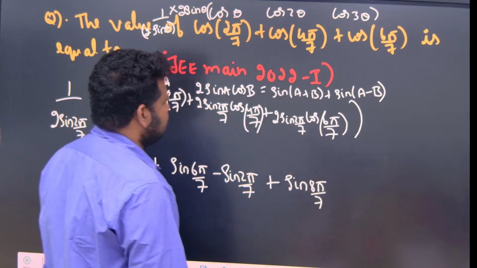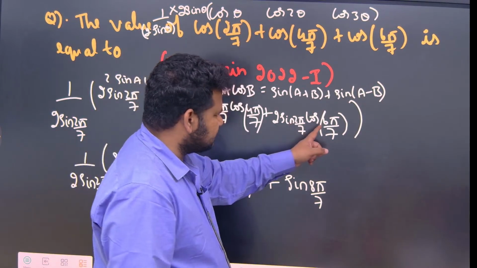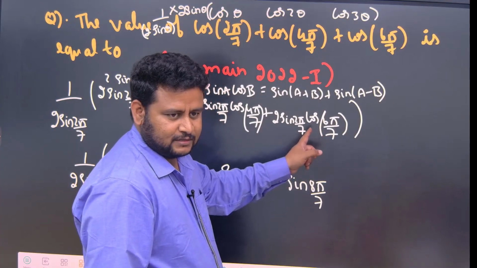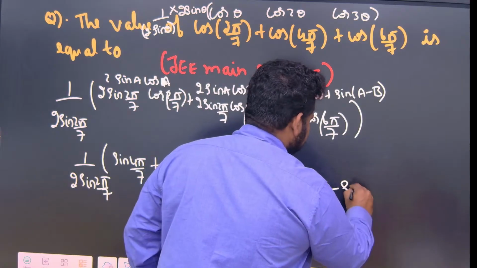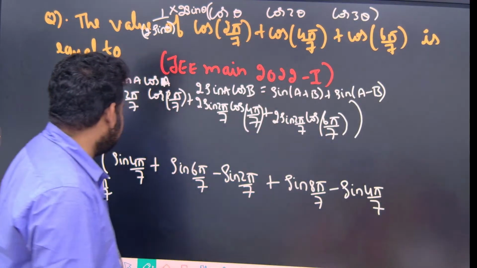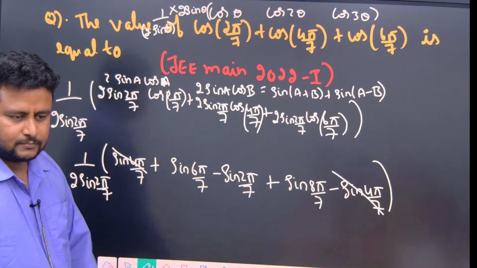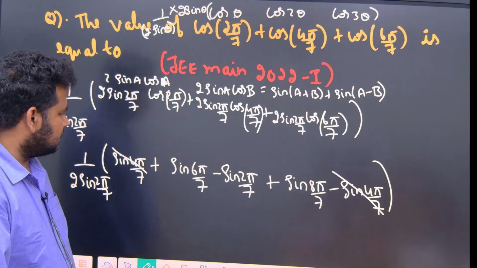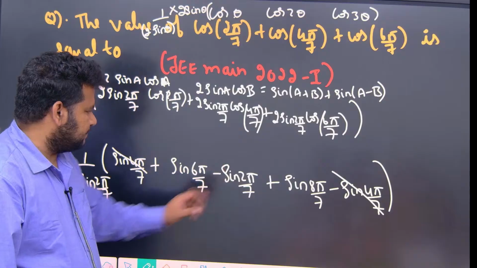Okay. This is sin of A plus B. 2 pi minus 6 pi is what? Minus 4 pi. Sin of minus theta is minus sin theta. So this will become what? Minus sin 4 pi by 7. Now see here, this and this I can cancel, and this and this I can cancel. Now here we are having 6 pi by 7. Now minus sin 2 pi by 7 is there.